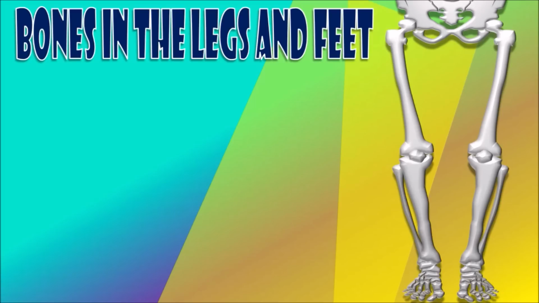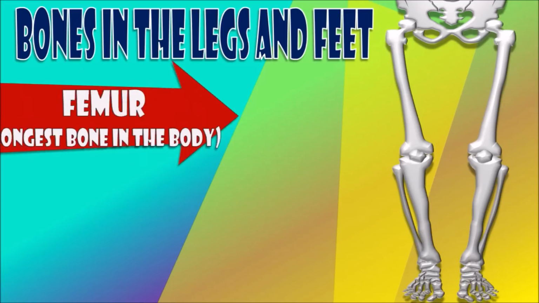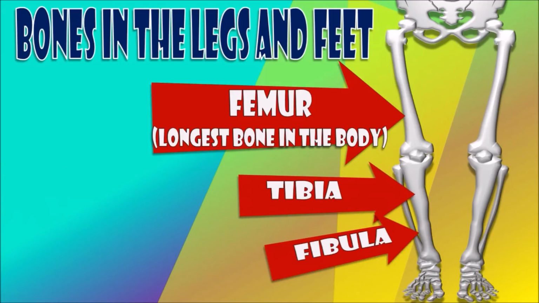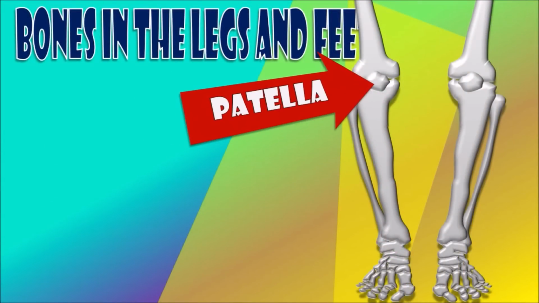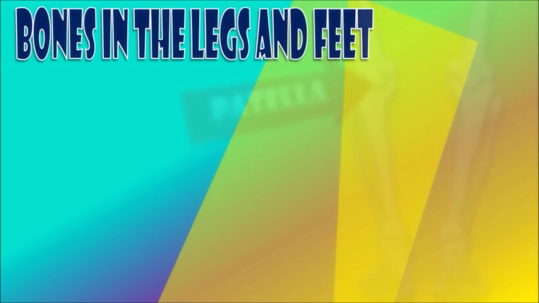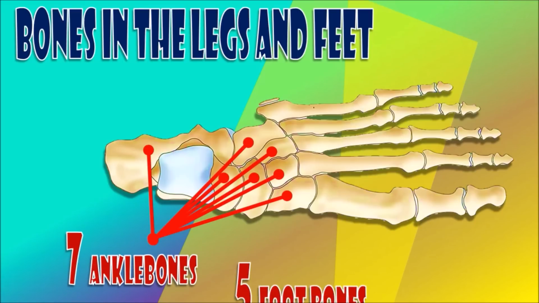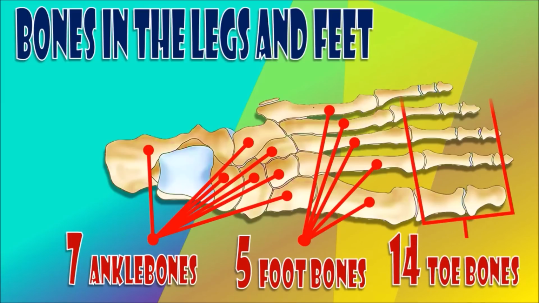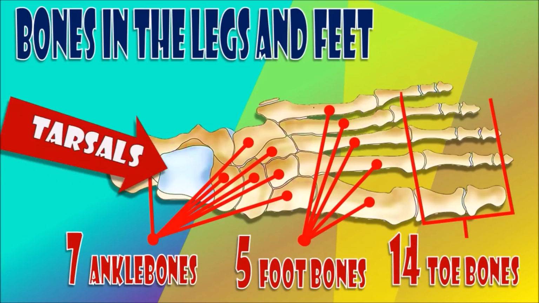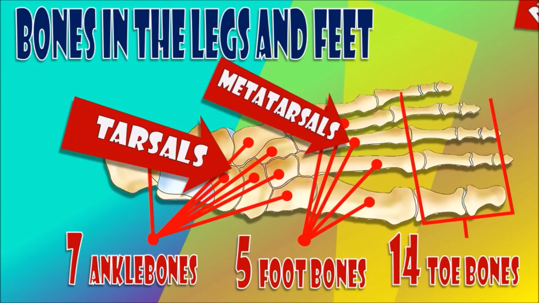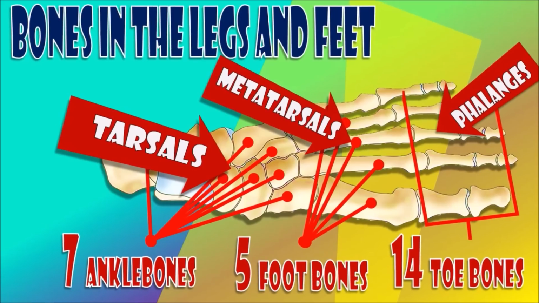The legs are made up of long bones. The upper leg bone is called the femur. The femur is the longest bone in the body. The lower leg has 2 bones called tibia and fibula. The knee bone is the patella. There are 7 ankle bones, 5 foot bones, and 14 toe bones. Ankle bones are called tarsals, while foot bones are metatarsals, and the toe bones are called phalanges.